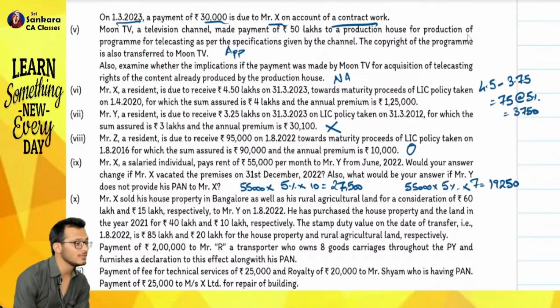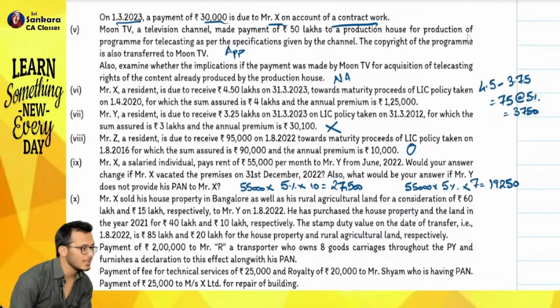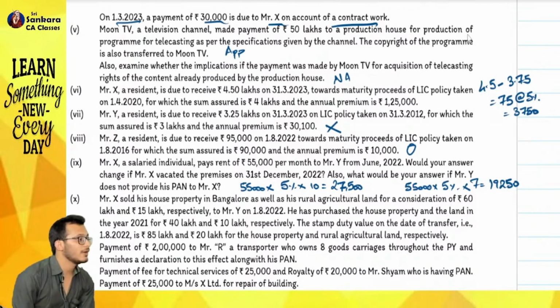What would be your answer if Mr. Y does not provide his PAN number to Mr. X? You will deduct at 20%. 55,000 into 20% into 10 will give you 1,10,000. Do you have 1,10,000 to give in the month of March? In March, how much is the rent? 55,000. How much are they asking to deduct TDS? 1,10,000. Can you deduct 1,10,000? Which means you will deduct only 55,000 fully.